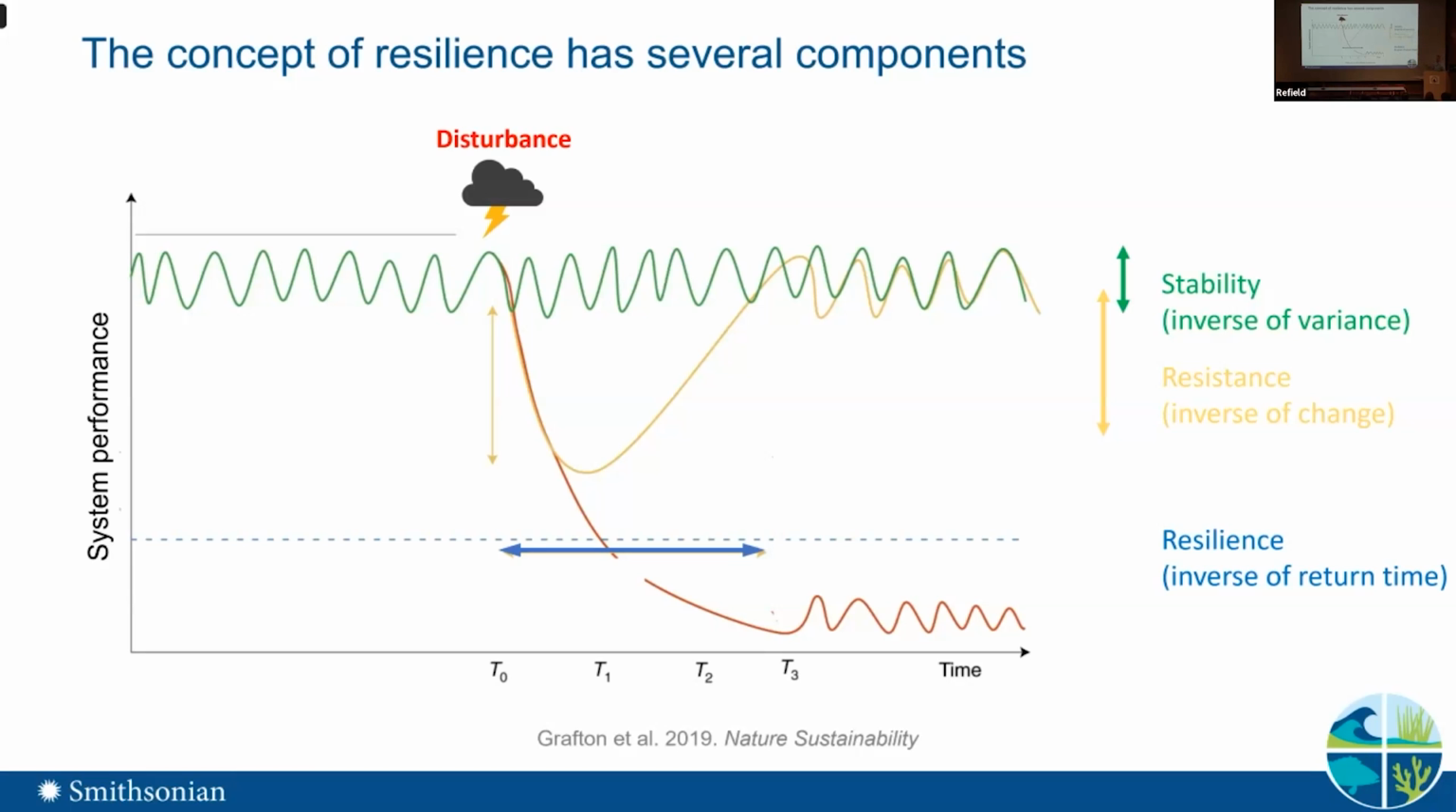How much it varies. The second important question is what happens when there is a disturbance, a storm, a heat wave, whatever it may be, an ocean acidification event of some sort.